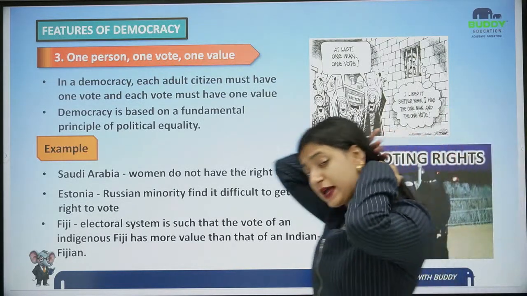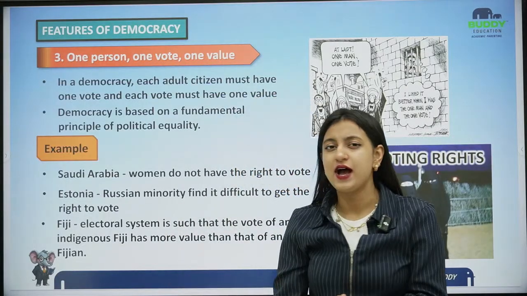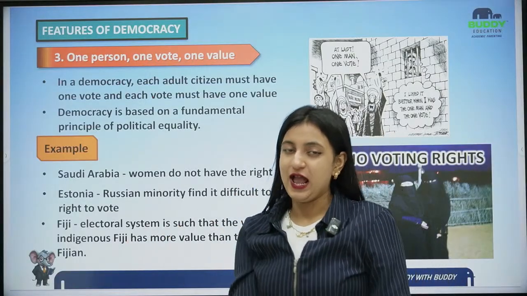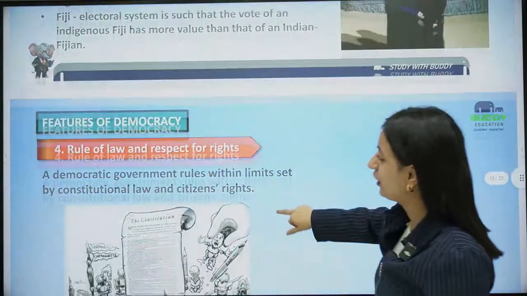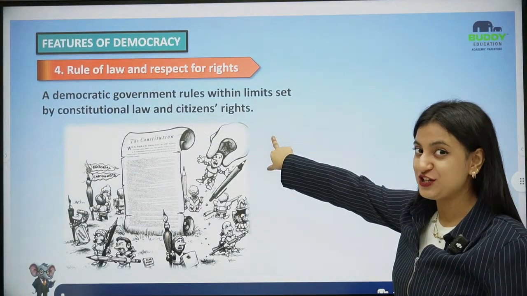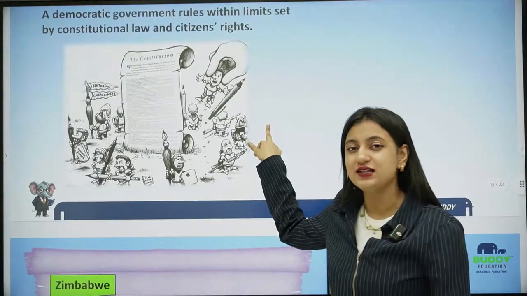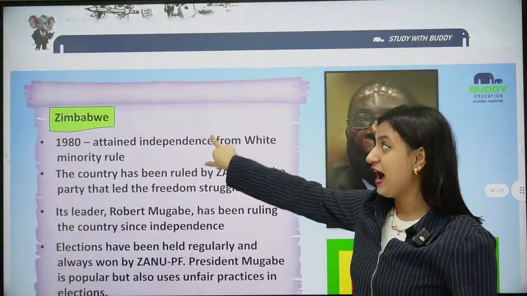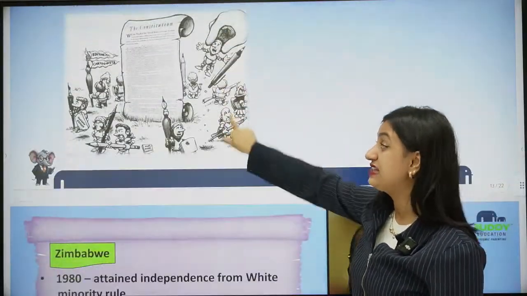Alright, so this becomes our third feature of democracy that tells us that in these countries, people do not have one vote and those votes do not have one particular value. Got it? Now, let's go to the fourth feature of democracy. Rule of law and respect for rights. Now, I understand that this is the most complex feature, right? But we'll first understand the story. I'll tell you why. You will understand the respect for rights here with this story.